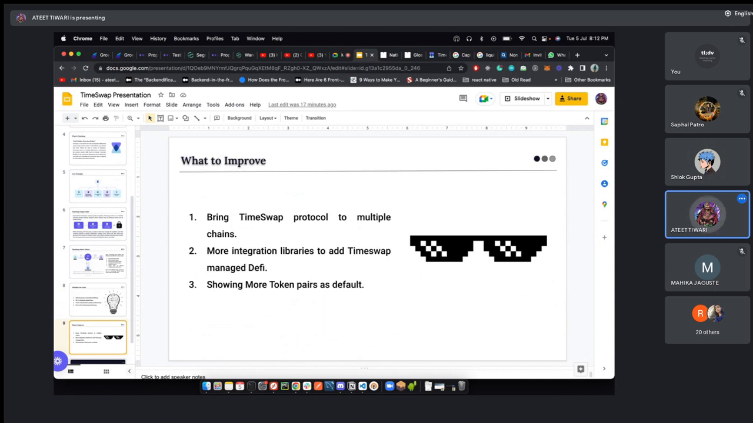What to improve? There are three factors. Time swap protocol needs to be multi-chain. Currently, it's on Polygon only. It needs more integration libraries, and third, there should be more token pairs as default values.